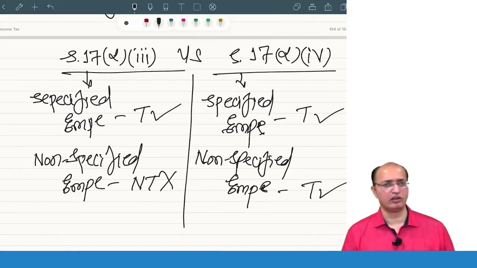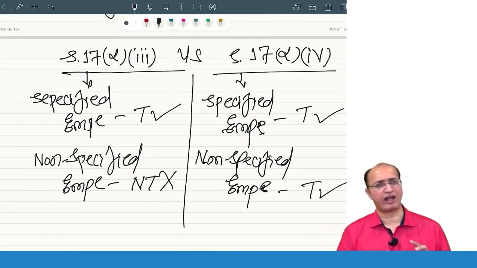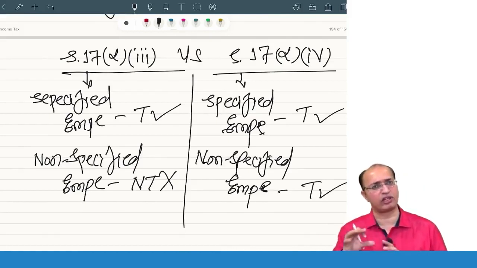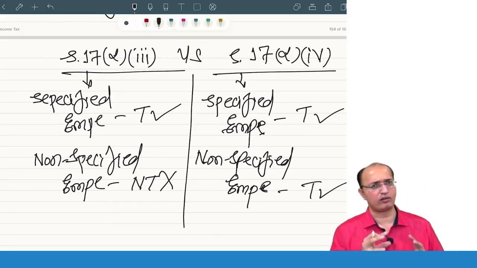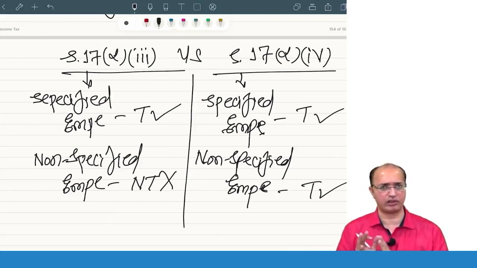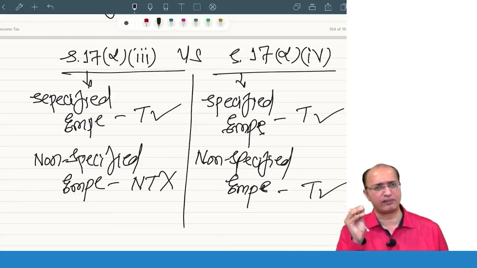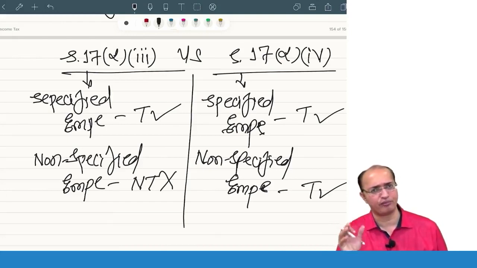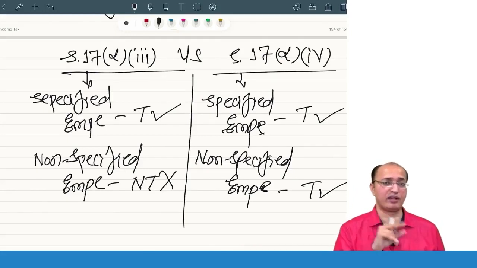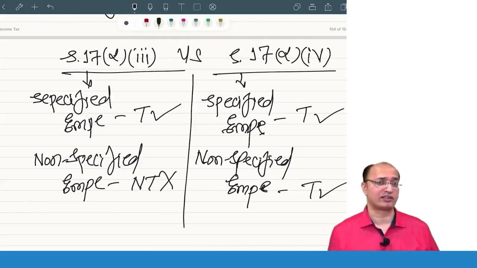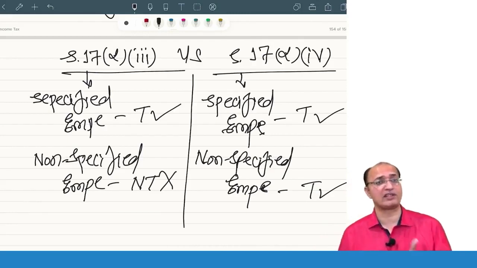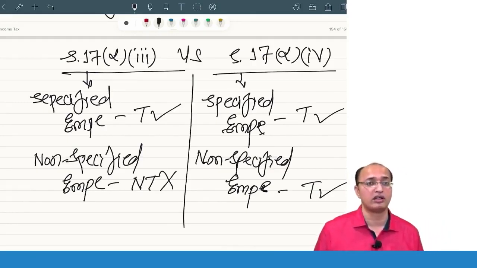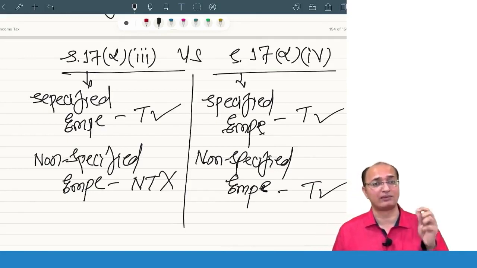Have you understood how the taxability would arise in 17(2) clause 3 and 4? 17(2) clause 4 is taxable in case of all employees, irrespective of whether the employee is a specified employee or non-specified employee. But 17(2) clause 3 is taxable only and only in case of specified employee. In other words, if the employee is a non-specified employee, then the perquisites which are covered by 17(2) clause 3 will not be taxable to him.